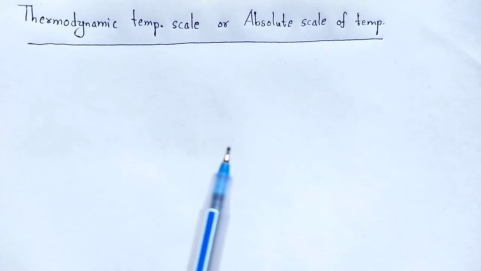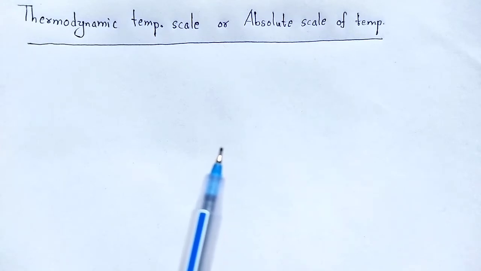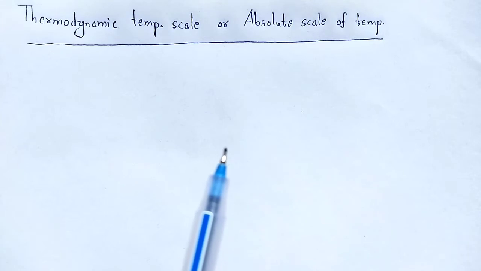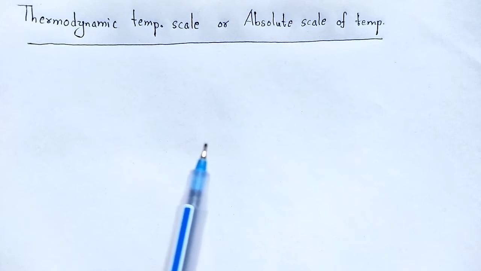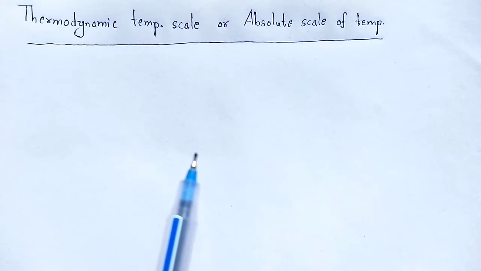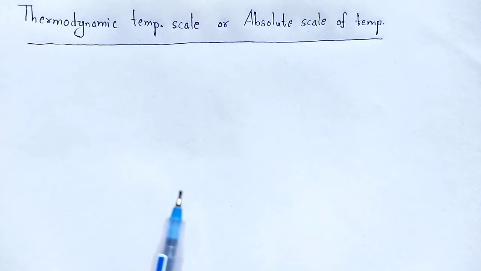The scientist Kelvin constructed a temperature scale which is independent of the nature of the working substance, meaning it depends upon something that does not depend on the working substance. He used the property of Carnot's heat engine, that its efficiency is independent of the nature of the working substance and depends upon the temperature of the source and sink. He showed that this thermodynamic scale of temperature agrees with the perfect gas scale.